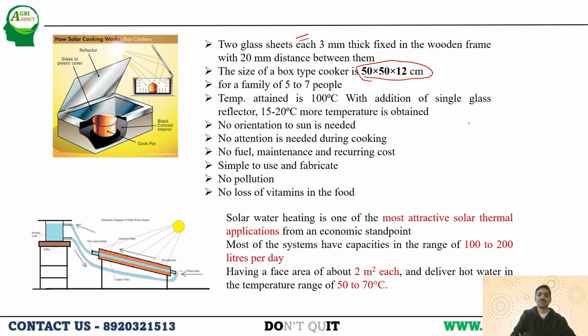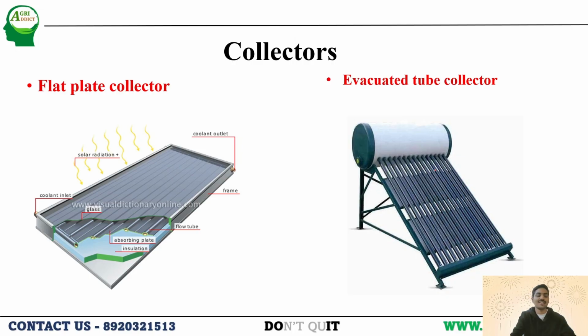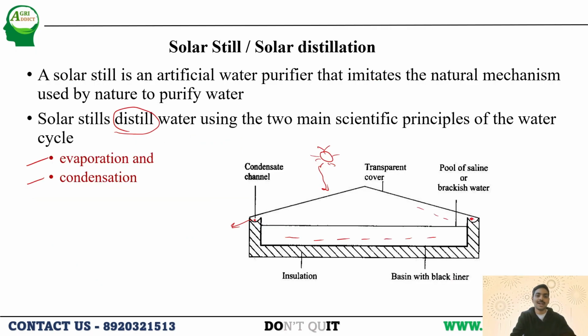Try to remember the dimensions of the solar cooker if they ask about the traditional one. See, there is no loss of vitamins in the food, no pollution, and it is healthy. And these are the collectors, the flat plate collector and the evacuated tube collector, that are used for heating water. And solar still is a solar distillation unit, where the principle is evaporation and condensation.